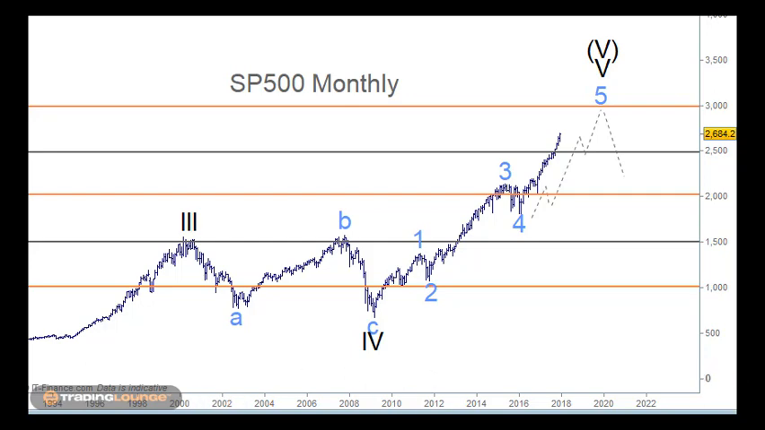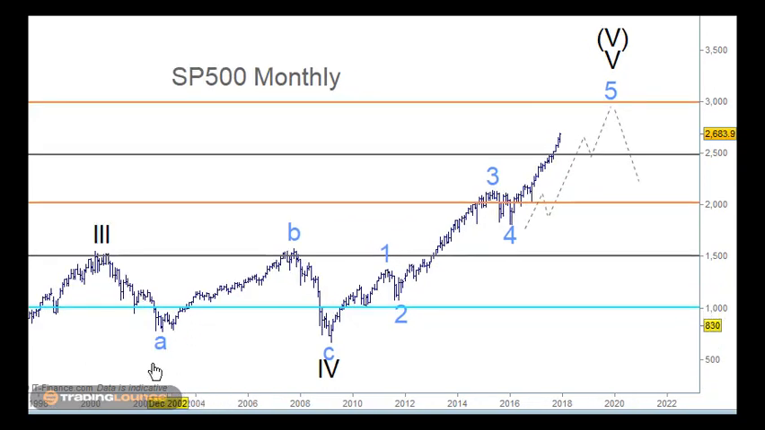Welcome to Trading Lounge and the US indices, the S&P 500 here on the monthly chart. In a nutshell, we're looking at wave 3 here with an A and a B and a C wave here for wave 4, and then we're looking up here for wave 5. Within this structure we're looking for 5 waves, 1 and 2 and 3 and 4 of primary degree, and then up for wave 5 here.